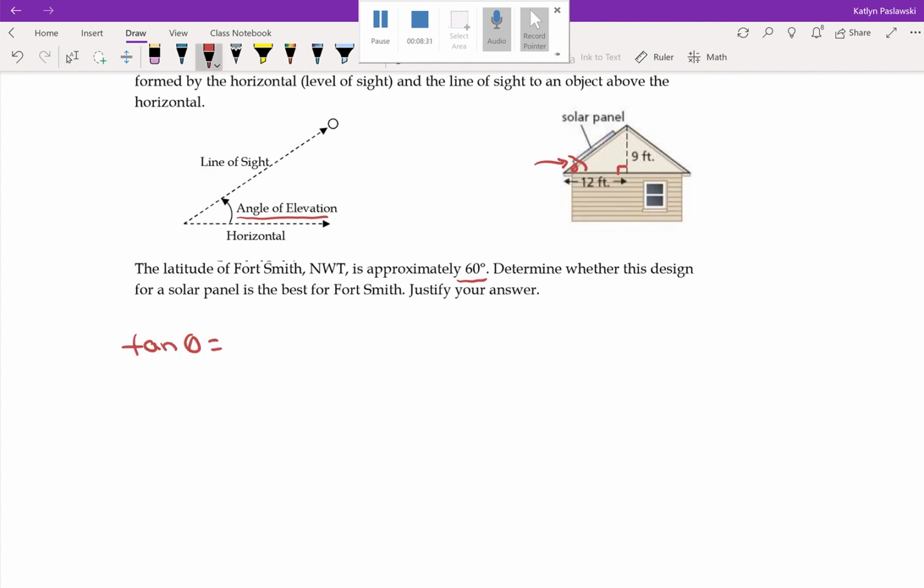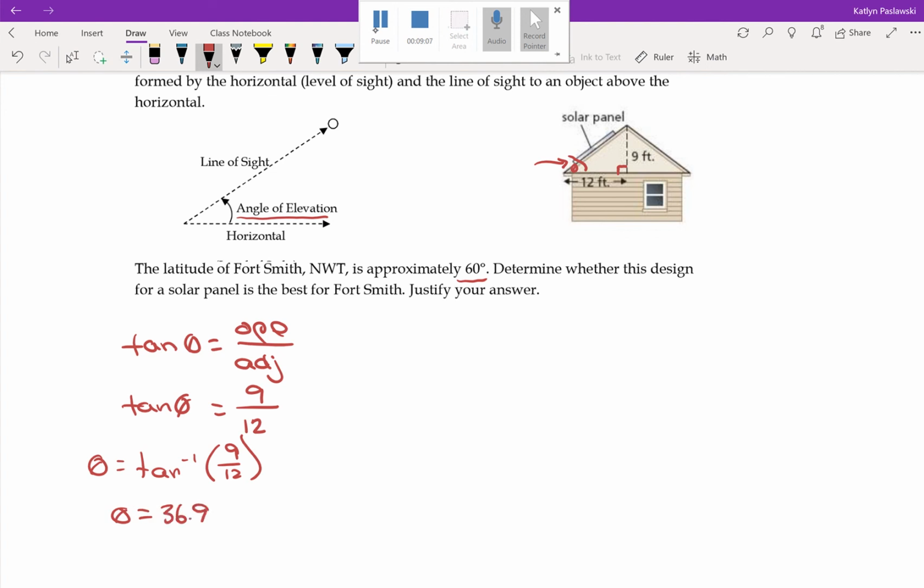So tan theta is equal to opposite over adjacent, which in this case, opposite is always directly across from the angle. So the opposite is 9 over the adjacent is always right beside 12. Now in solving for an angle, you need to use inverse tan. So we have theta is equal to inverse tan, open bracket, 9 divided by 12, close bracket. This gives us the angle of elevation as 36.9 degrees.